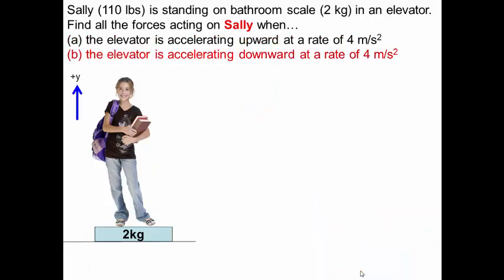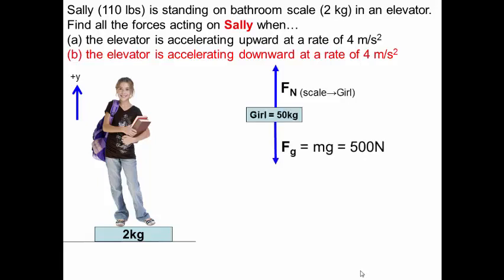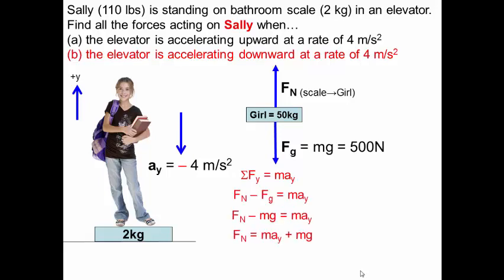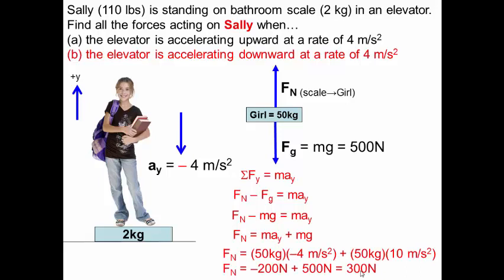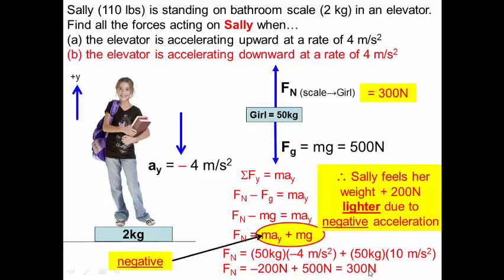Okay, what happens if the elevator is going downward at a rate of 4 meters per second squared? Similar setup. So we have the same type of free body diagram. We have the acceleration in the y direction is downward instead. We're going to run through the same setup with our equations, and everything's identical to this point. I'm plugging into this equation. The only thing that changes is that I have negative 4 meters per second squared plugging in for the elevator's acceleration. So instead of adding 200 to 500, I'm subtracting 200 from 500 to get a 300 newton result. And so now Sally feels lighter as the elevator accelerates downward. So we have an offsetting experience here as a result.